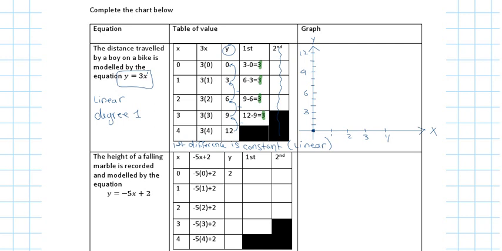What's my second point? What's the x value for the second point? 1. What's the y value? 3. Okay? So my point is x, y. The x is 1, the y is 3. So I go x is 1, and then I go up to 3 for the y, and that would be my next point.